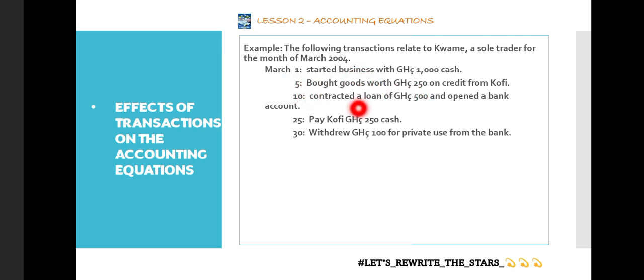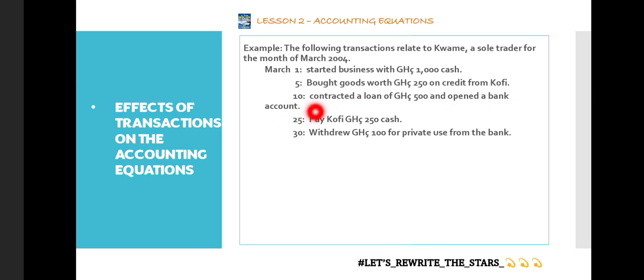Whenever you see something like this, it is in the name of the business. If they don't specify it is in the name of the business, it will be in the name of the owner only if they specify. When it is in the name of the owner, like something for private use, they will indicate private use. But if you see it raw like this, it is in the name of the business.